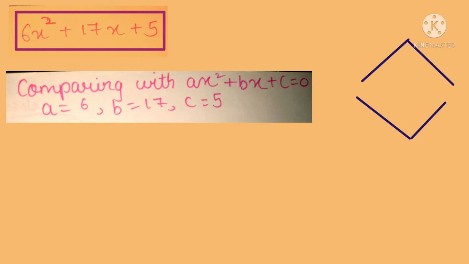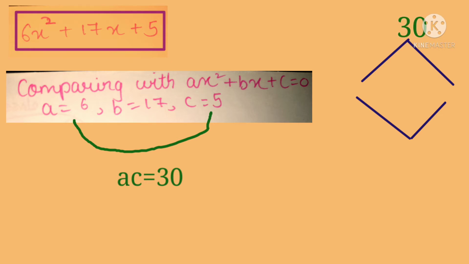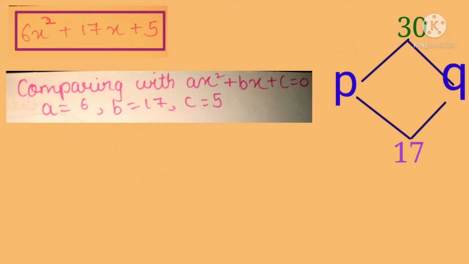In which ac is the product, which is 6 into 5 according to the given question. Put it in the upper triangular part, and the middle term, 17, which is the b value from the general equation comparison, put that in the lower triangle. We need to find the values of p and q, which can be any rational numbers, positive or negative. Why did I take p and q? We have already used a, b, c, so I took other letters so that it doesn't confuse us.